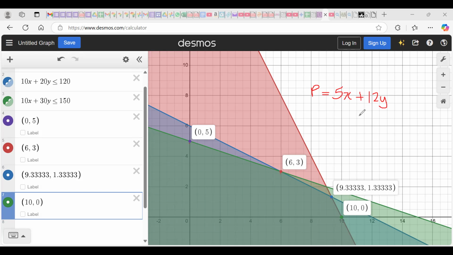So if you were to try, I'm not going to waste time using the 0 and 5 nor the 10. That is 0 and the 5, because 12 times 5 will be 60. That wouldn't maximize anything. So let's go with the 6 and the 3. So 5 times 6 plus 3 times 12. That'll give me 66. Right? 66.